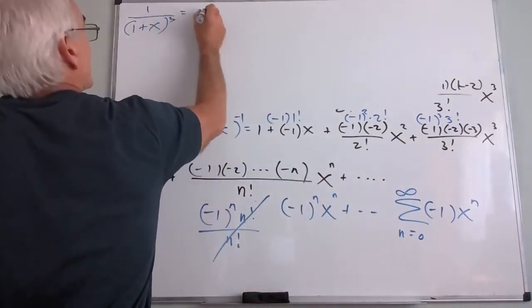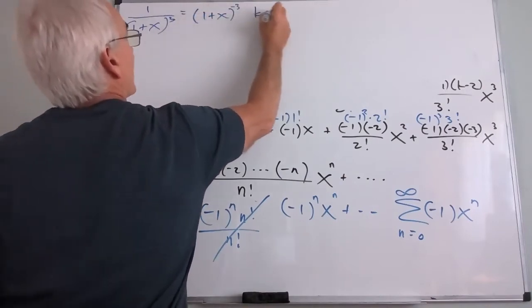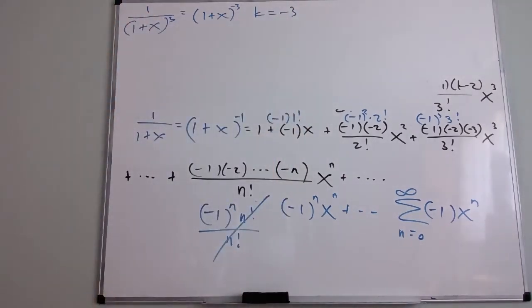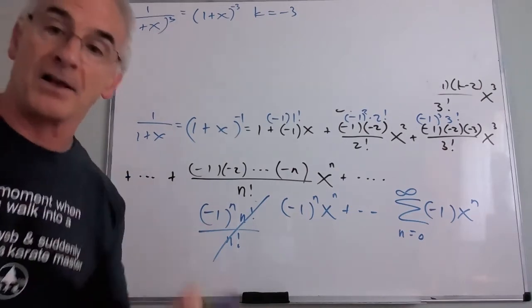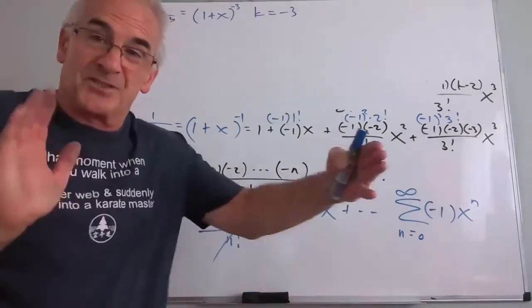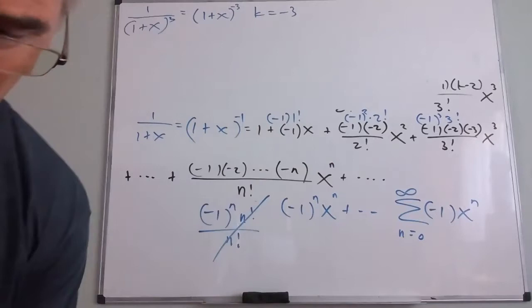So the first thing I'm going to do is rewrite this as 1 plus x to the -3. Therefore, my k is -3. That's critical that I correctly identify the k. Because if I incorrectly identified k as +3, then all I'm doing is 1 plus x quantity cubed, which is just a simple 3rd degree polynomial. This should give me an infinite sum.